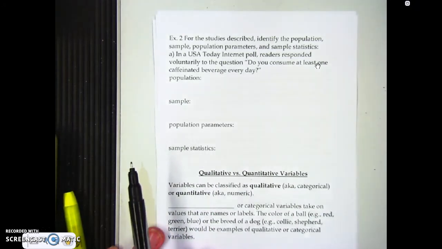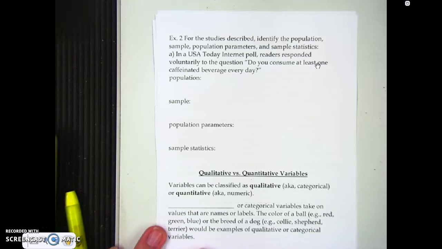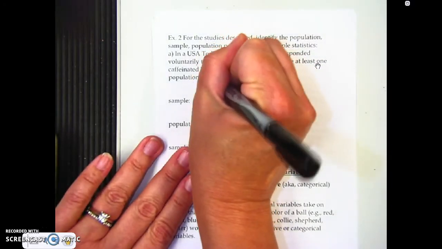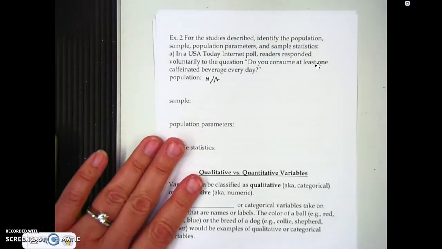Our example: in a USA Today internet poll, readers responded voluntarily to the question, do you consume at least 1 caffeinated beverage every day? So the question is, the population. Who is the whole group they're trying to learn about? Well, they didn't actually say who their target audience was. Some might say it's USA Today readers, but the poll was on the internet and you don't know who has accessed that. So at this point, we're not going to answer the population because we'd be speculating.